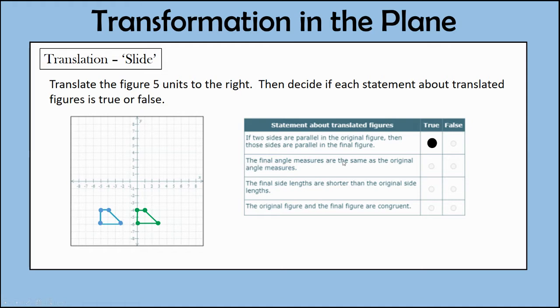The final angle measures are the same as the original angle measures. Well, yeah, these angle measures are all going to be the same. It's the same shape. The final side lengths are shorter than the original side lengths. Well, that's false because they're exactly the same, and the original figure and the final figure are congruent. That's true. The shape is going to be exactly the same. Okay, so that's the idea of the slide.